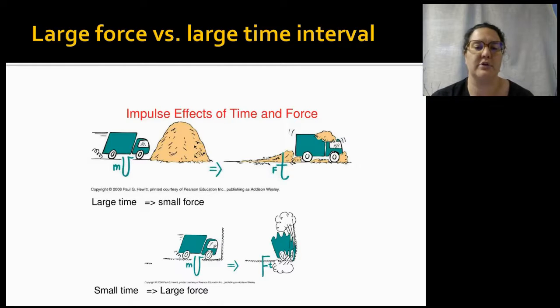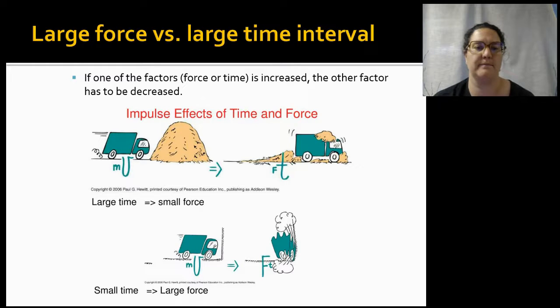So again, if we have a large time, we need a small force to have the same impulse as if we have a short amount of time and a large force. So in the top equation, we have a small force, but a large amount of time. And in the bottom equation, we have a large force, but a short amount of time. So if one of the factors, force or time, is increased, the other factor has to be decreased to keep the same change in momentum.